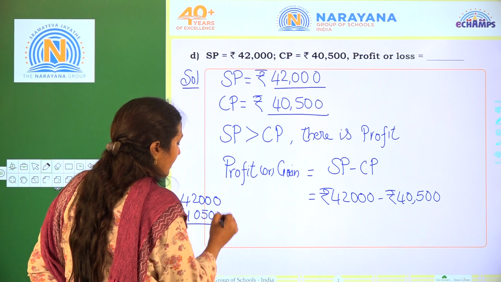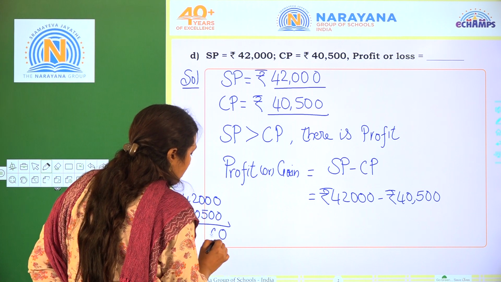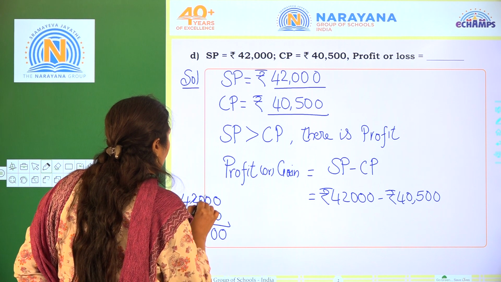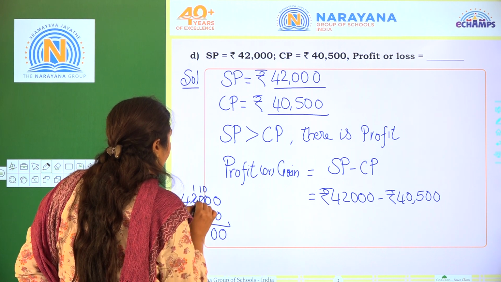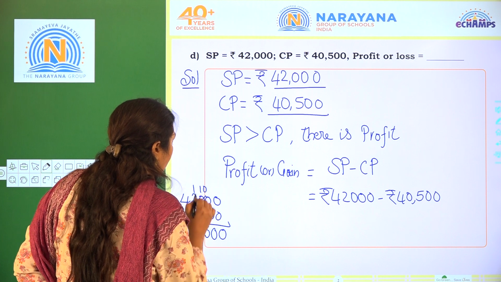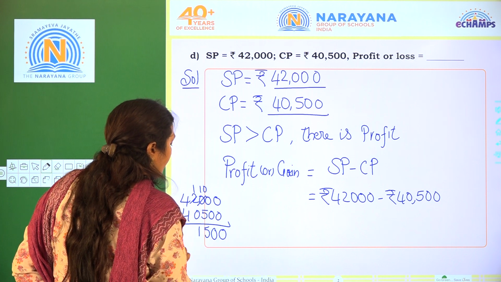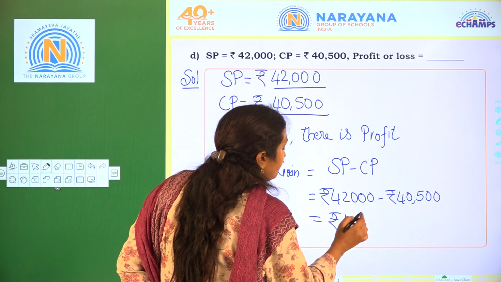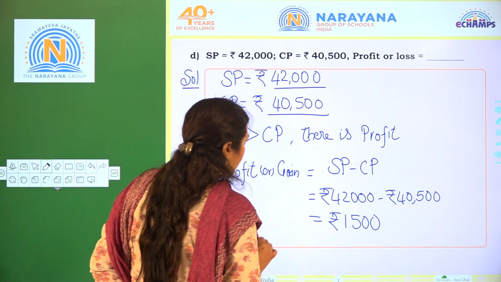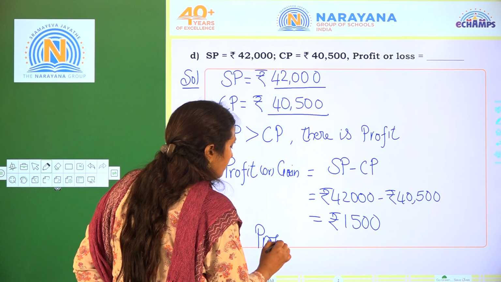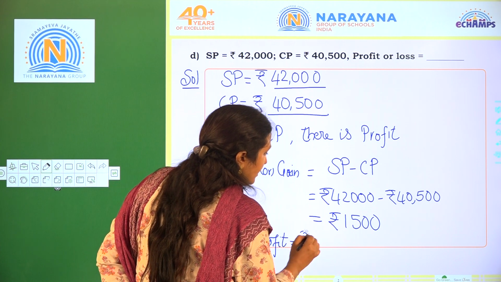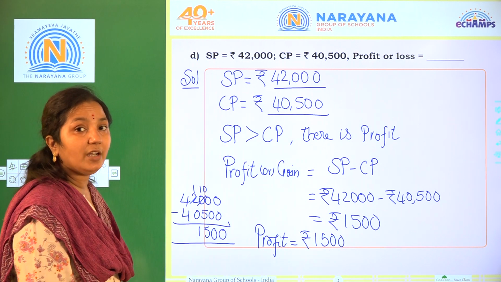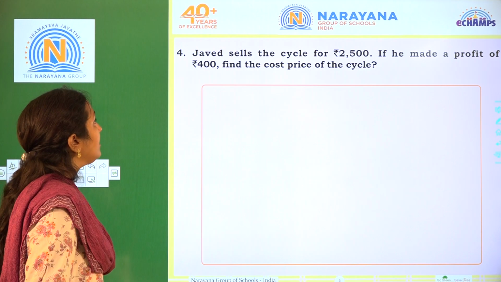Now subtract: 0 minus 0 is 0. 0 minus 0 is 0. 0 minus 5 cannot be done, so we have to regroup from here. So it will be 10, and it becomes 1. 10 minus 5 is 5. 1 minus 0 is 1. Now 4 minus 4 is 0. So how much profit? Profit equals rupees 1,500. That is how to find profit or loss. Got it, children? Coming to the next one.